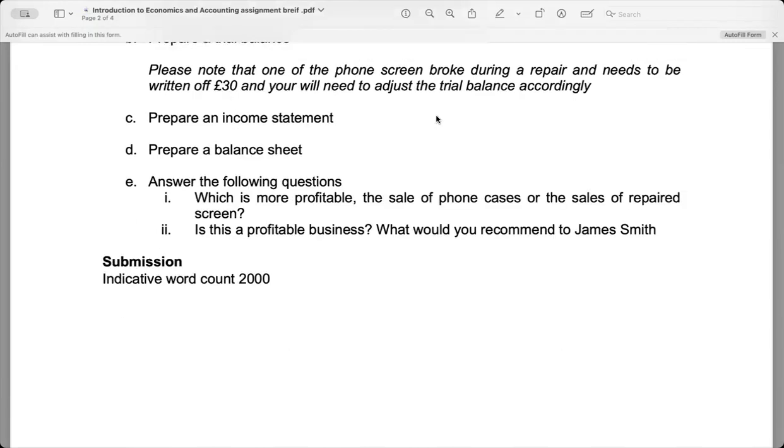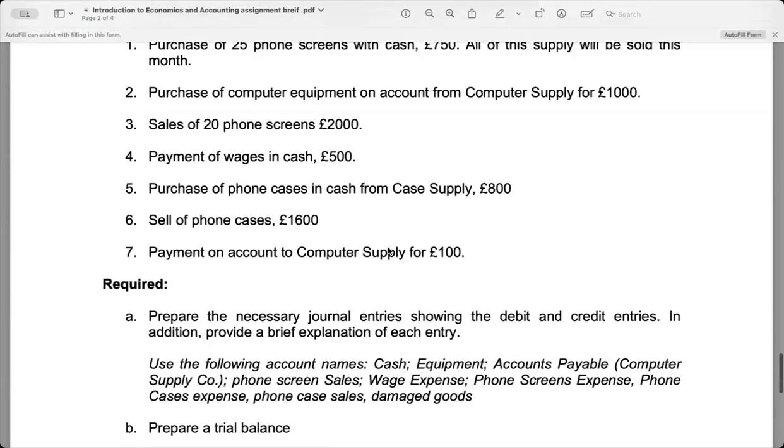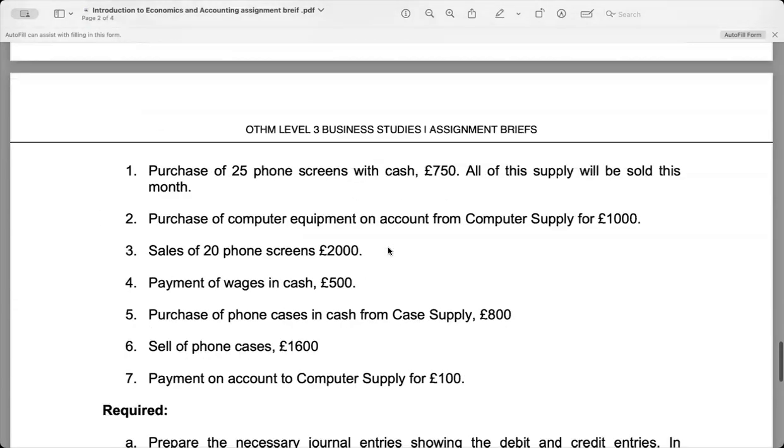Prepare an income statement, prepare a balance sheet, and answer the following questions: which is more profitable, the sale of phone cases or the sale of repaired screens? Is this a profitable business? What should be recommended to James Smith? Indicative word count is 2,000. So I'll go now one by one.